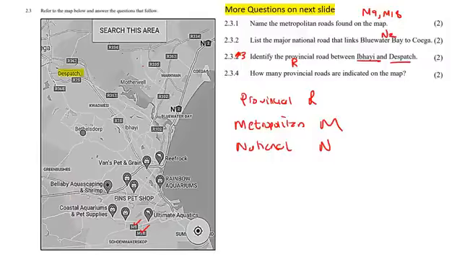Okay, so Dispatch is there, and then Abayi. Where are you, Abayi? Here. Okay. So to go between those two, you would travel along this road over here. And you can see that if you look here, it's the R75. So it's R75, there we go.